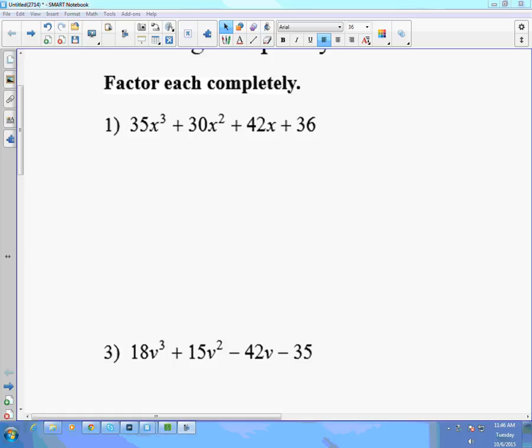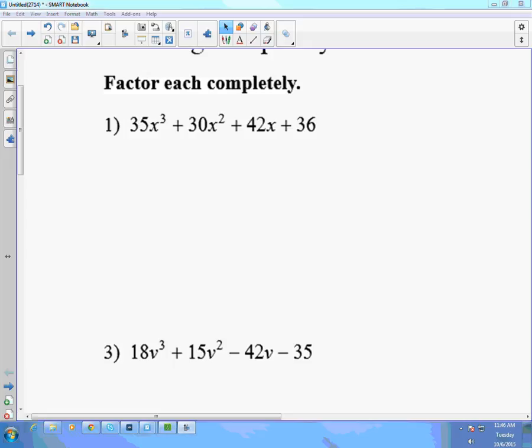Sebastian? Oh, let's check for GCF. So let's look. 35, 30, 42, 36. What is the greatest common factor between those coefficients? For the little line right here. 35, 30, 42, 36. Is it 1?